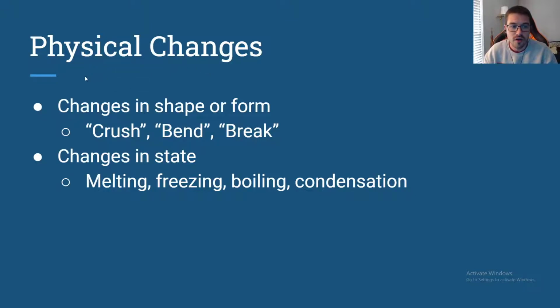Physical changes. Physical changes are just changes to a substance that affect its shape or form. Like if you crush something up, or if you bend it, or if you break it, like breaking a pencil, or bending a lead pipe, or crushing a graham cracker into pie crust. Those would all be physical changes.